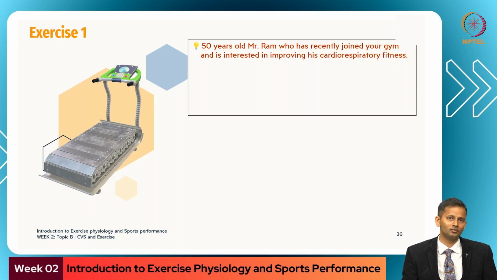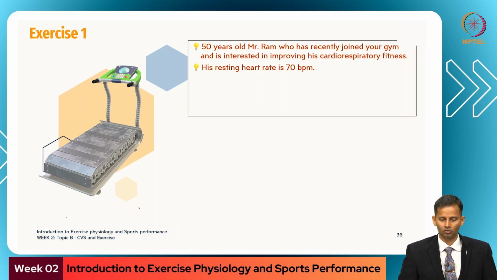You have a 50 years old Mr. Ram who has recently joined your gym. You are a fitness trainer. You want to give scientific advice to your client. He is interested in improving his cardiorespiratory fitness. His resting heart rate is 70 beats per minute.